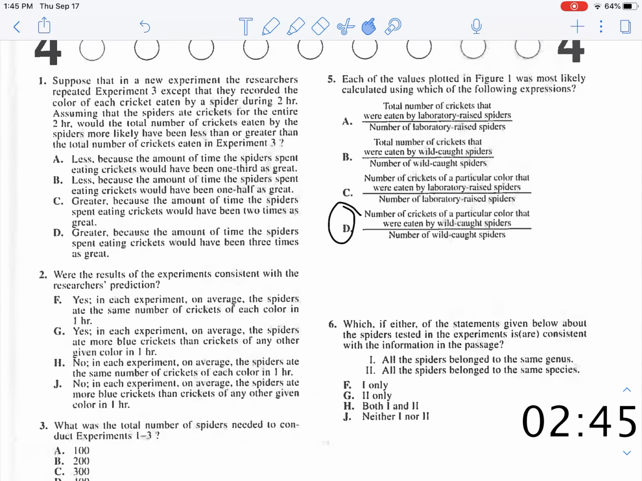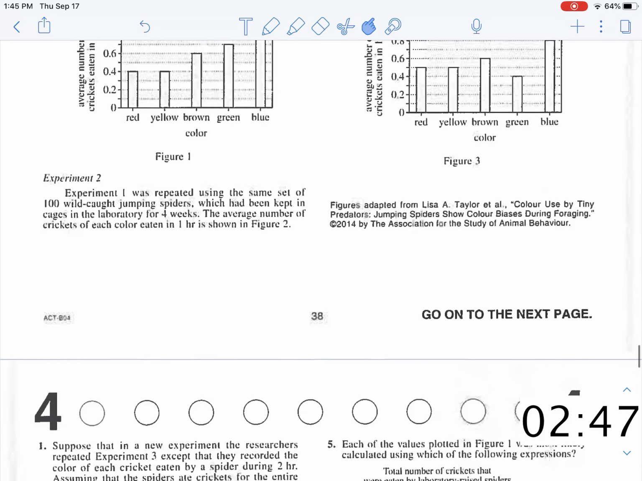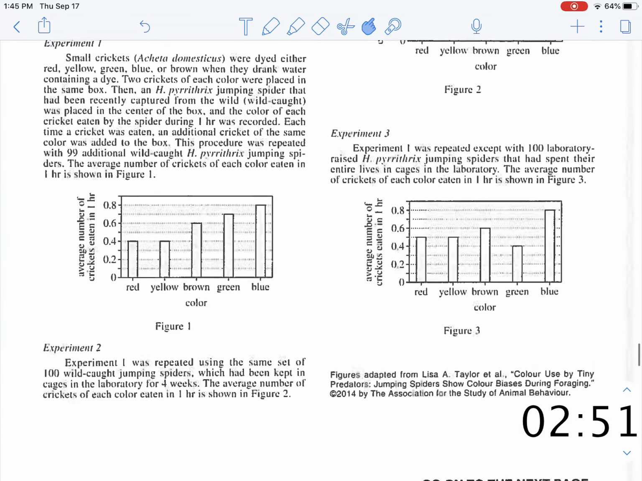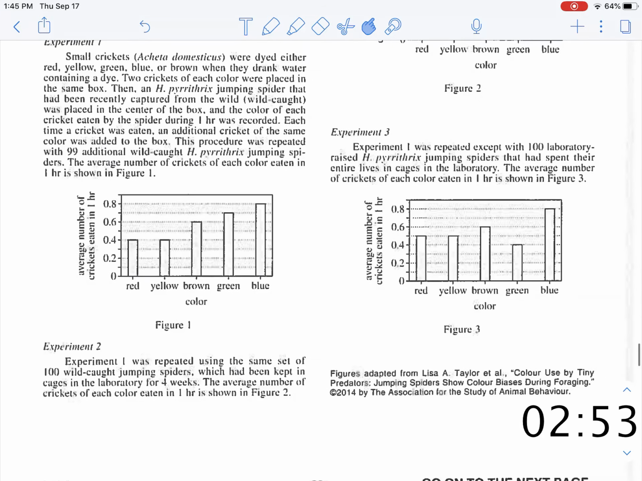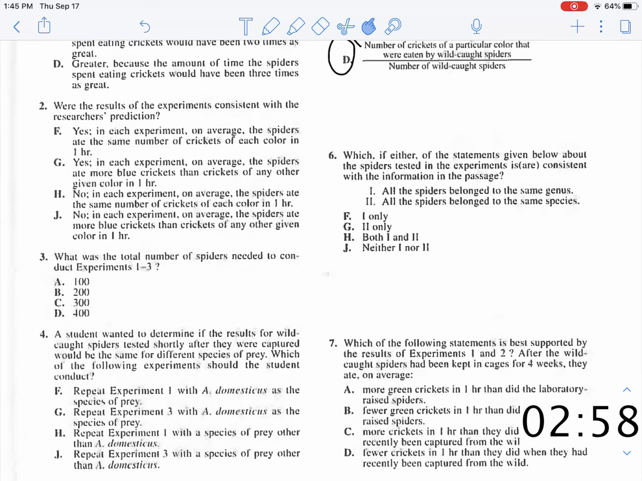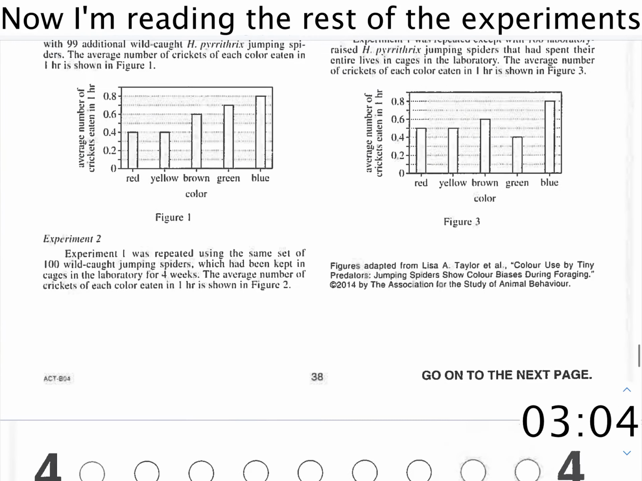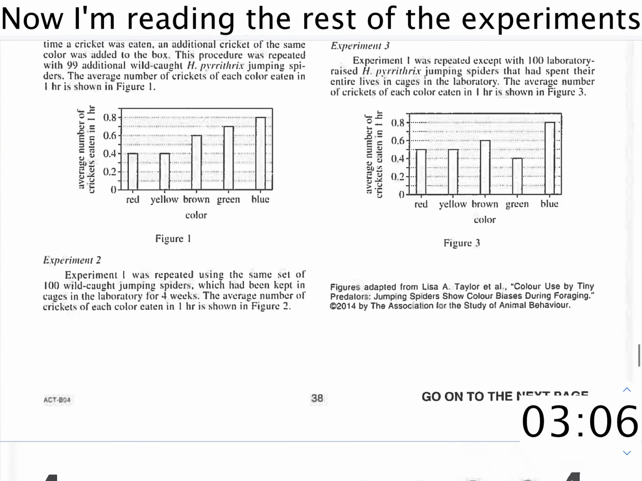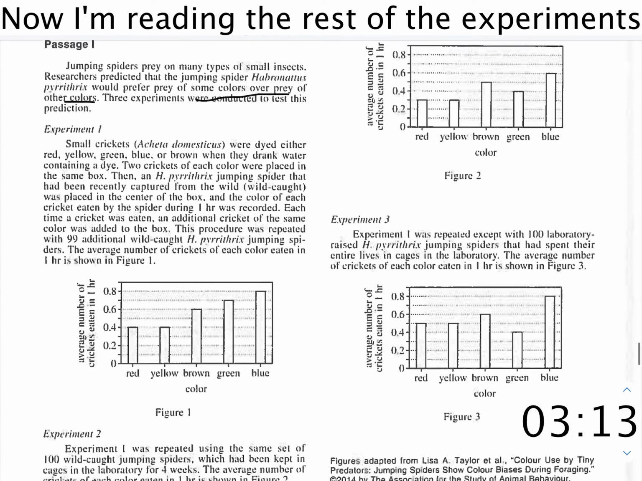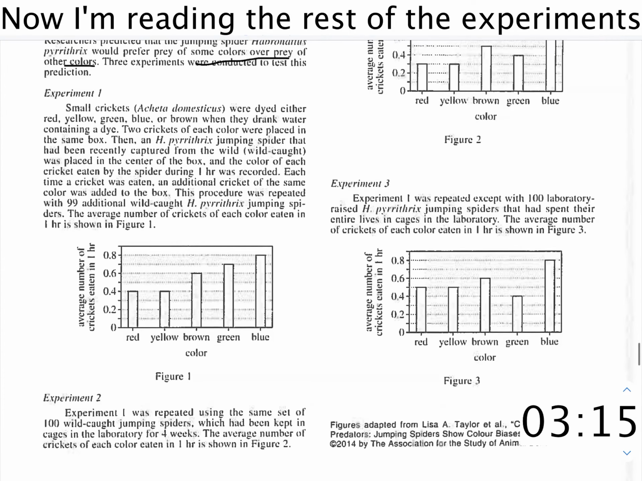Repeated experiment 3. Okay, now we read again. Experiment 1 was repeated using the same set. Okay, so they only used 200. Oops, so that's B for number 3. Okay. Which had been kept in the cages from the laboratory. The average number of crickets is shown in figure 2. Experiment 1 was repeated except with.